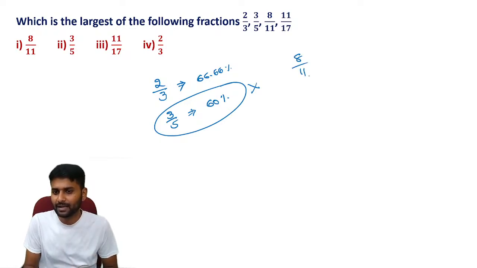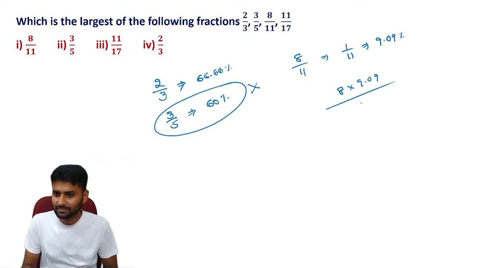Let's find the 8 by 11 value. You know that 1 by 11 value is about 9.09 percent. If 8 is multiplied with 9.09, this is about 72.72. So we can say that 2 by 3 is not the largest, 3 by 5 is not the largest. So between 8 by 11 and 11 by 17 is the final answer.